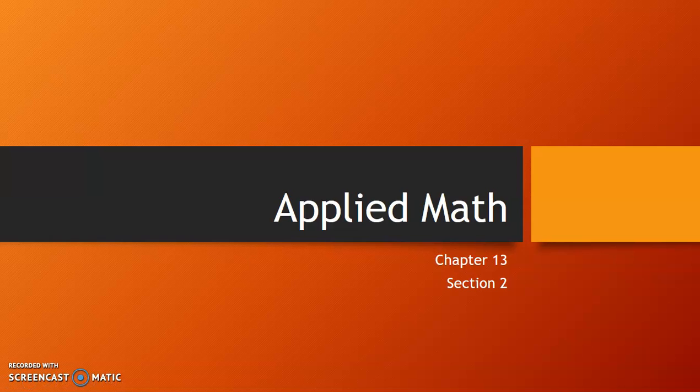Okay, getting into Chapter 13, Section 2, we're going to be talking a little bit more about factoring, just like we did in Section 1, but we are going to talk specifically now about special types of products. For example, we're going to go over how to do the sum and difference of perfect squares and the sum and difference of perfect cubes.